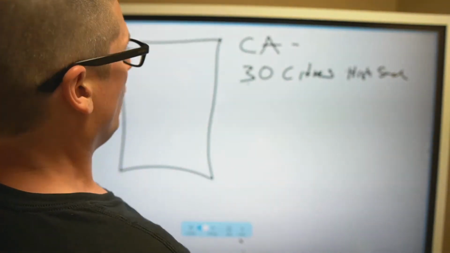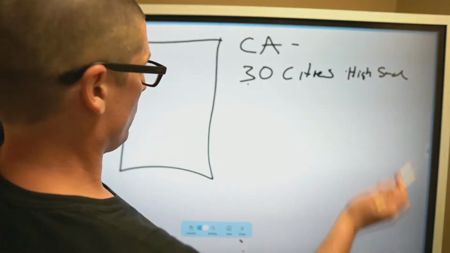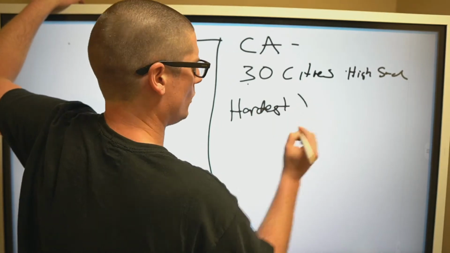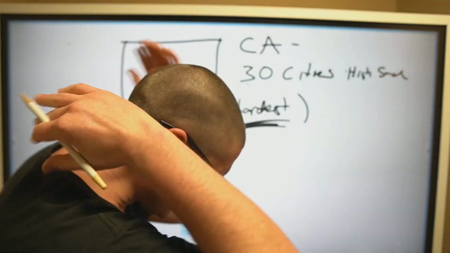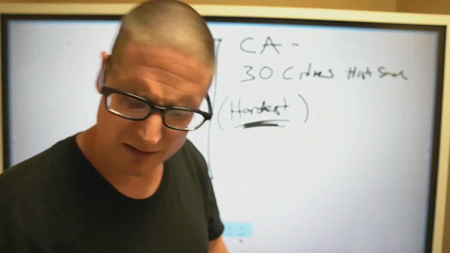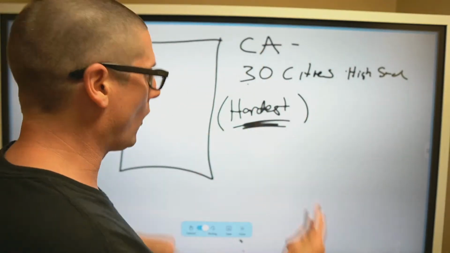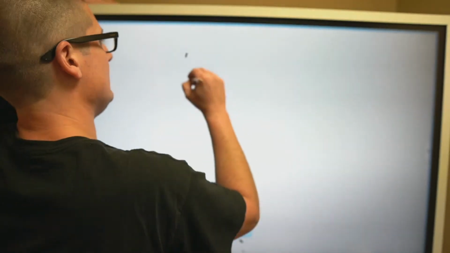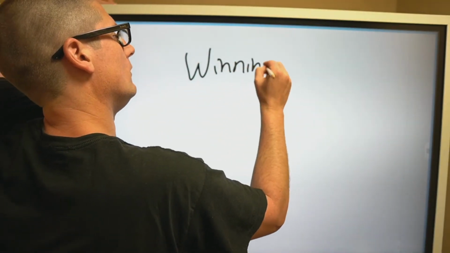All right. What we generally will do is we will target the hardest one. What is the hardest place, the most expensive CPC? What is the hardest? And we will create what is called a winning template.